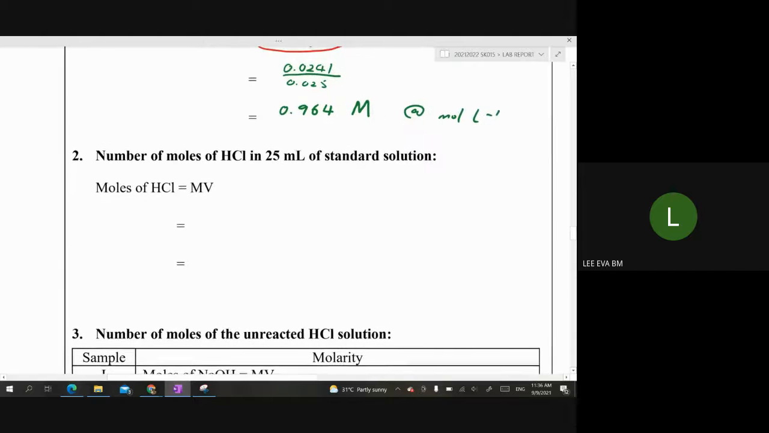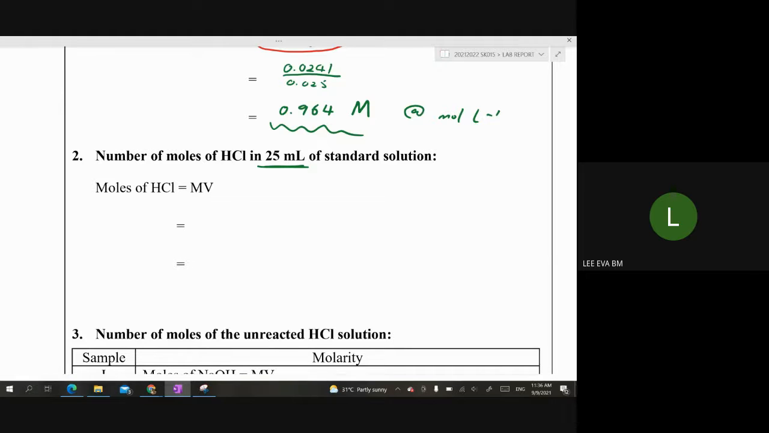So part 2, number of moles of HCl in 25 milliliter of the standard solution. So kat tadi kita sudah standardize. In fact, actually, we are using 1.0 molar of HCl. Tapi bila awak buat standardization, kita nampak sebenarnya dia punya actual HCl concentration equals only 0.964. So dalam pengiraan yang seterusnya, kita akan guna 0.964.